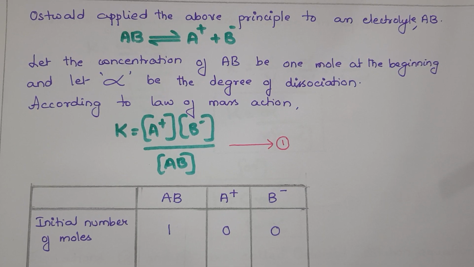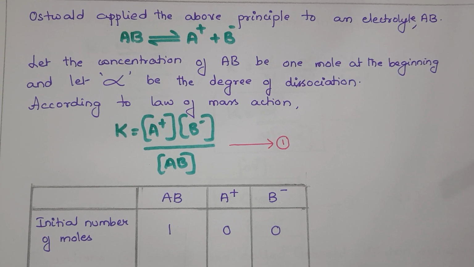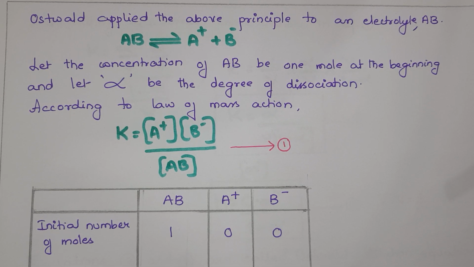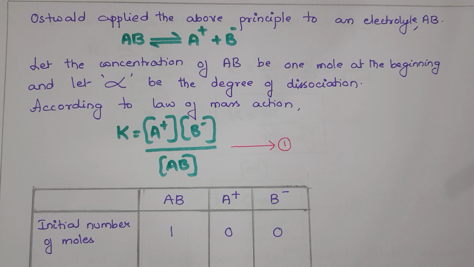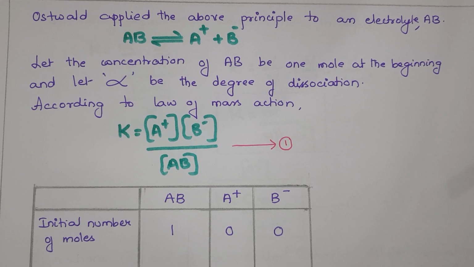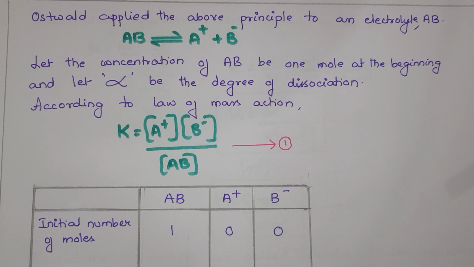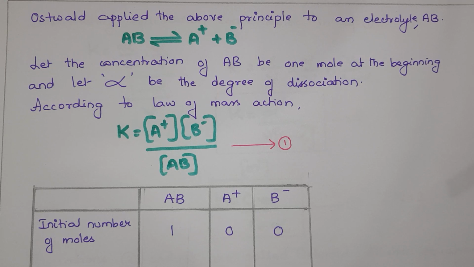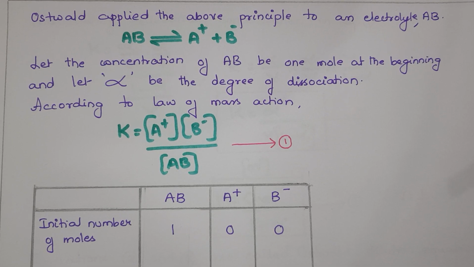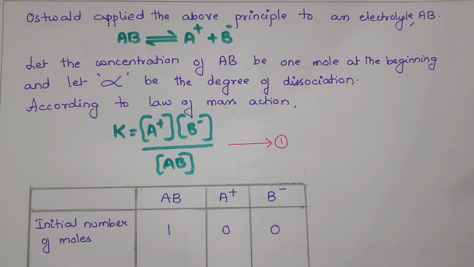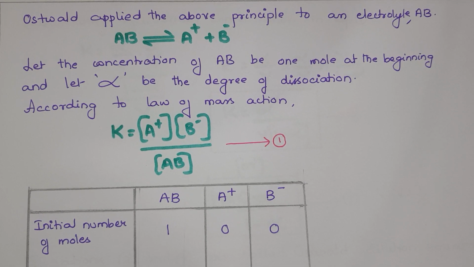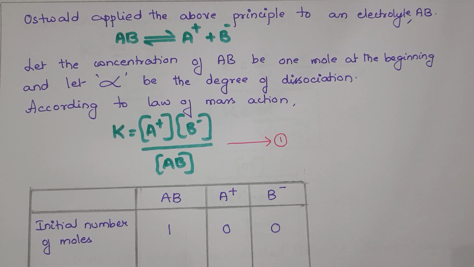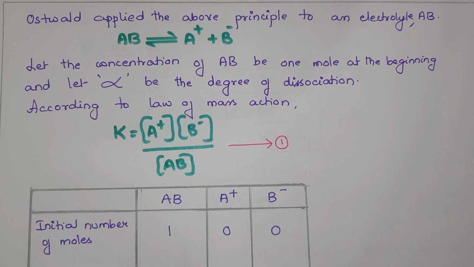Now the same principle is applied to an electrolyte AB by Oswald. What is that principle? There exists an equilibrium between undissociated and dissociated electrolyte. He has taken an electrolyte AB in general, students, and he applied that principle. So how can it be shown? AB gives A plus plus B minus, and there is an equilibrium sign between undissociated and dissociated part of the electrolyte AB.